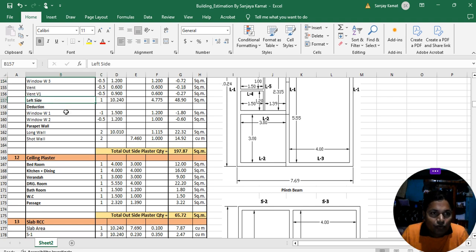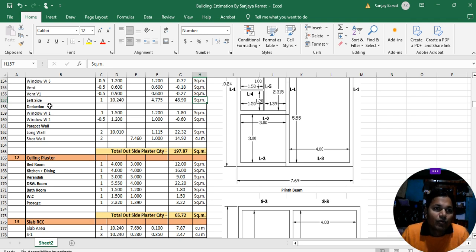Now we are going to do the plaster of the left side, okay. How many left sides do you have? Only one. Number is 1, length is 10.240, and thickness is 4.775. After multiplying these three, you will get 48.90 meter square.